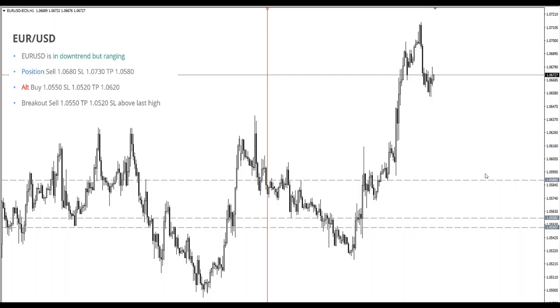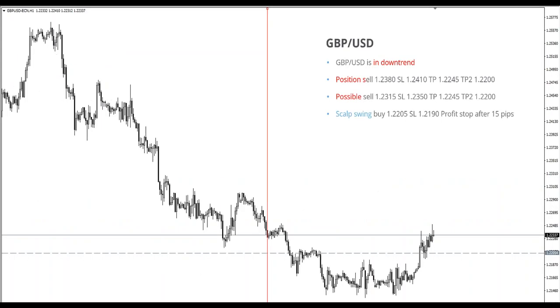Gerard is saying that he's also short on euro dollar. Well, to be honest, I'm also short. I really don't care about the NFP spike because, guys, you need to remember something.